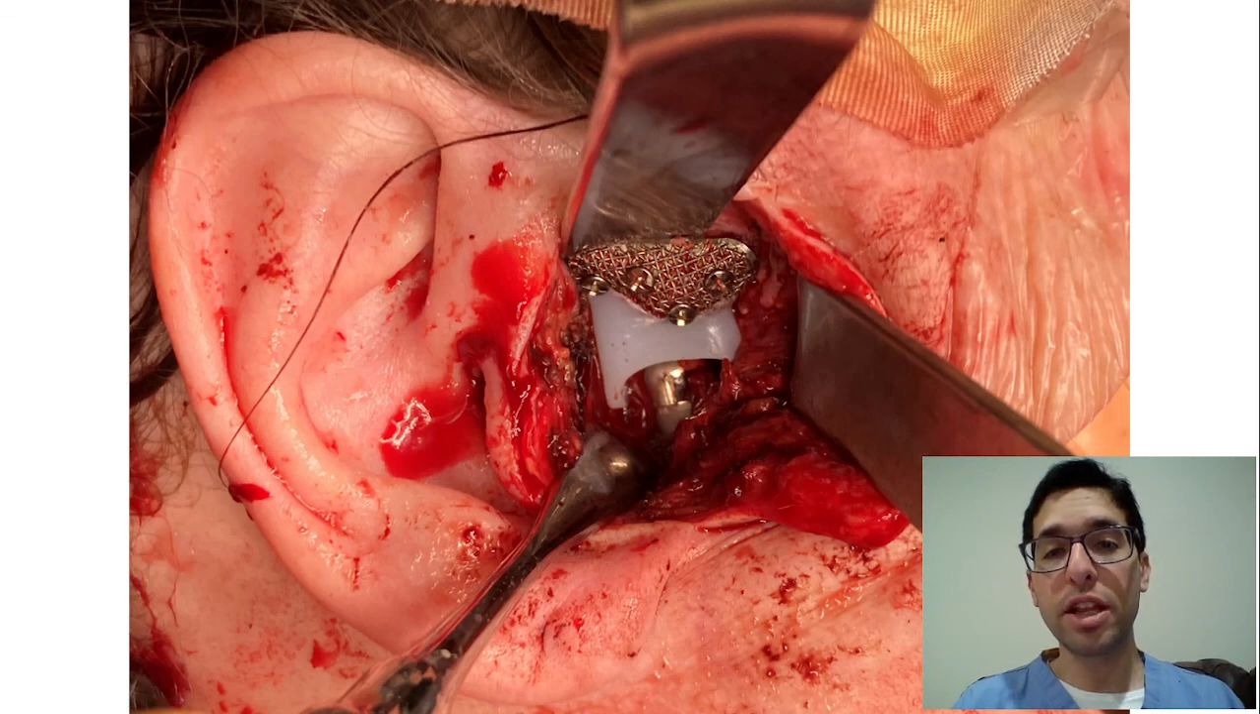And then here you're just seeing the prosthesis seated, both the fossa prosthesis and the condylar prosthesis. And that's it for this talk. Do join me in the next episode.